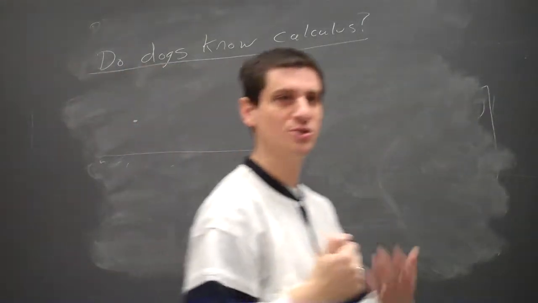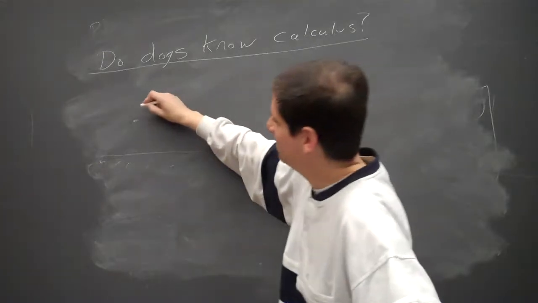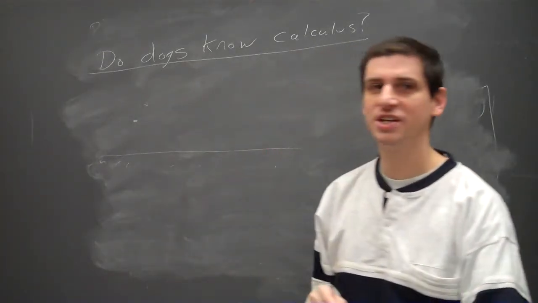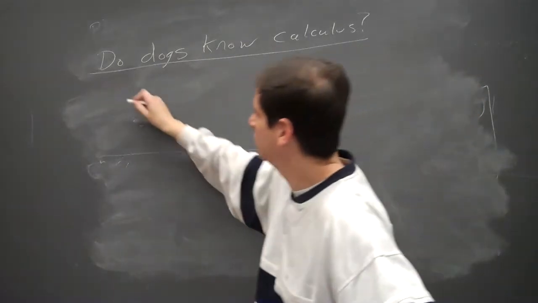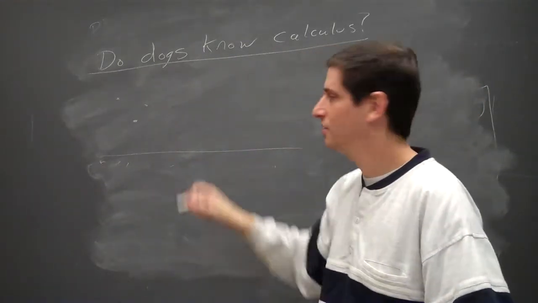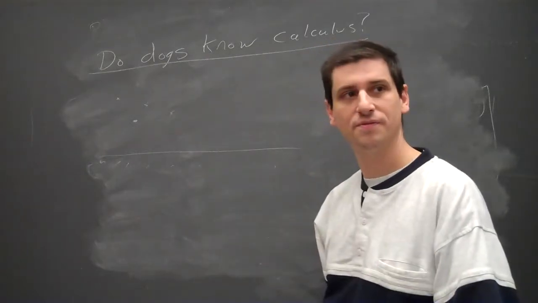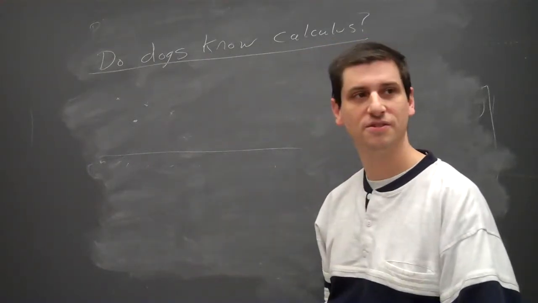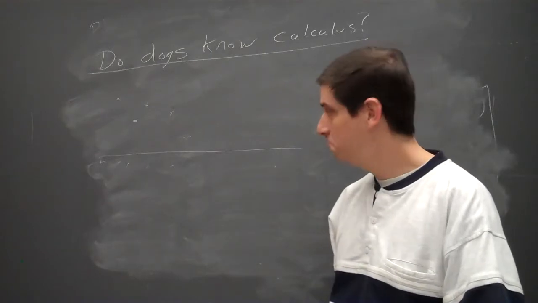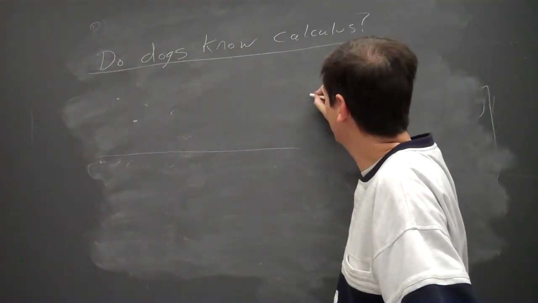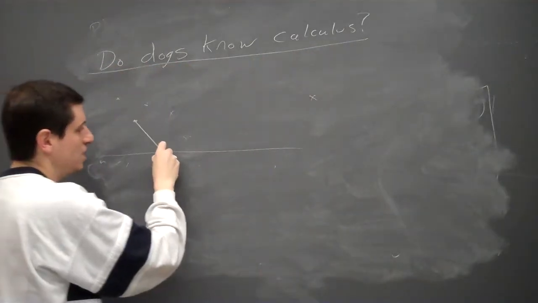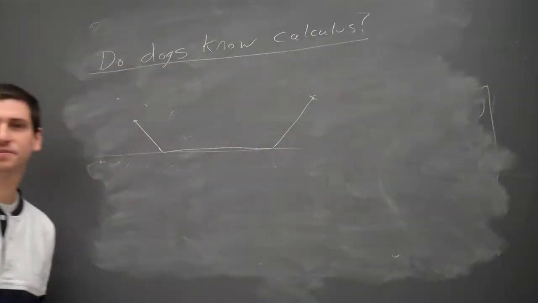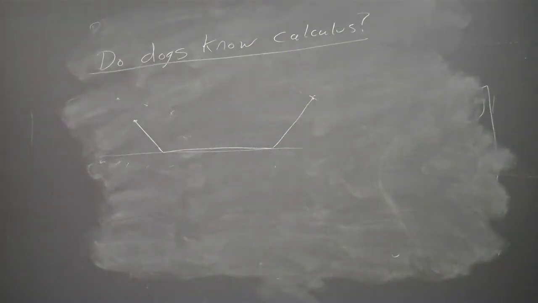If you've seen this before, please don't speak up right now. If the stick is here, what path will the dog take to get to the stick? Okay, straight line. What about if it's here? What if it's here? What if it's here? Might go on the beach and run on the beach. It's faster to do that. Definitely by the time we get all the way down to over here, if the dog knows calculus, the dog takes a path like this.